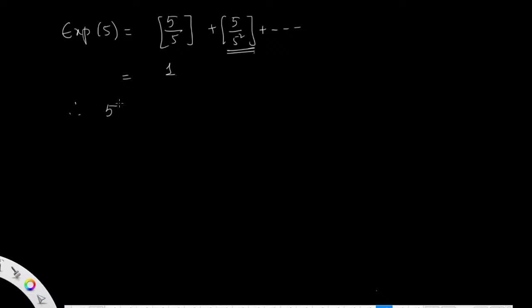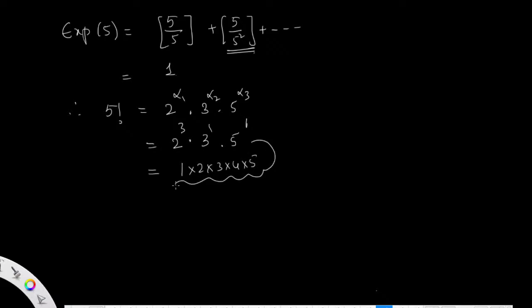Therefore 5 factorial can be written as 2 power alpha 1 into 3 power alpha 2 into 5 power alpha 3, which goes to 2 cube into 3 power 1 into 5 power 1. So it is written as 1 into 2 into 3 into 4 into 5, and we can represent it in this form. This is said to be the exponent of n factorial concept. Let us try the second example, then you get an idea.